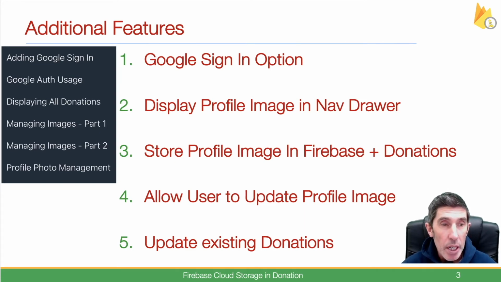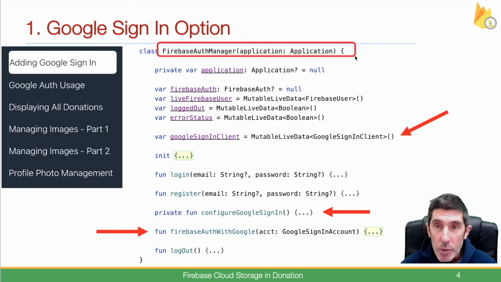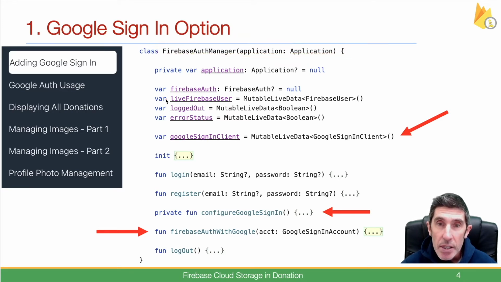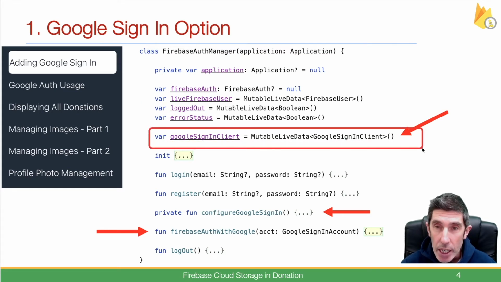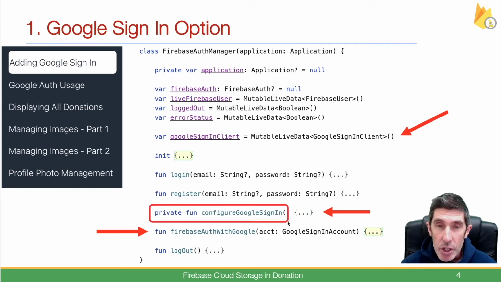So we'll initially look at the Google sign-in option. What we have here is we're bringing in a new class, FirebaseAuthManager, trying to stick with this MVVM approach again. Within our FirebaseAuthManager, where we initially were just dealing with the standard Firebase user and the email and password, we're now bringing in our Google sign-in client, which will be specifically tied to their Google details.